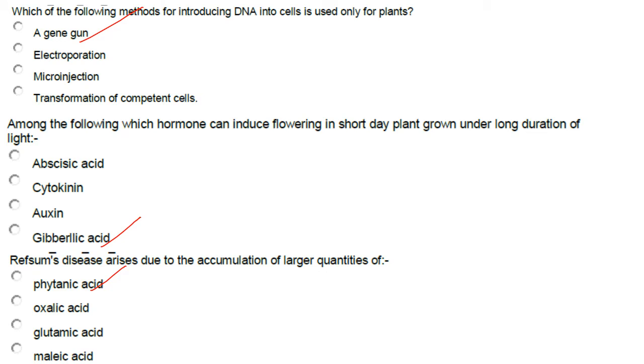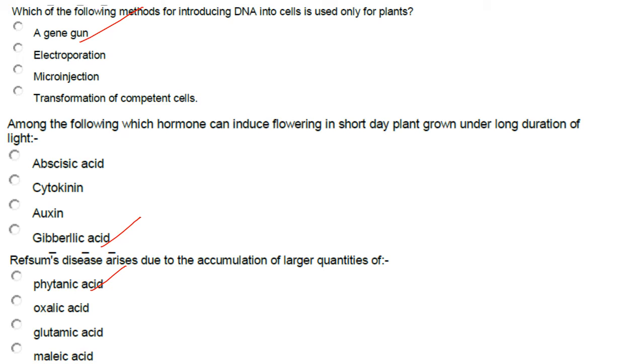Now coming to the first question. Which of the following methods for introducing DNA into cells is used only for plants? So gene gun is used only for introduction of DNA into plant cells. Then next one. Among the following, which hormone can induce flowering in short day plants grown under long duration of light? Answer is gibberellic acid.